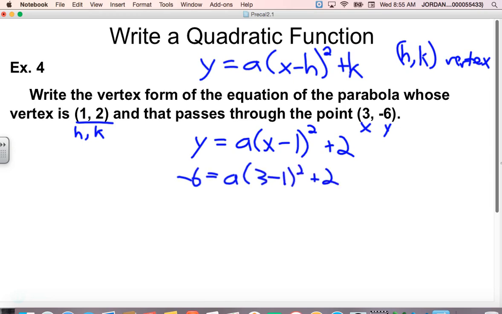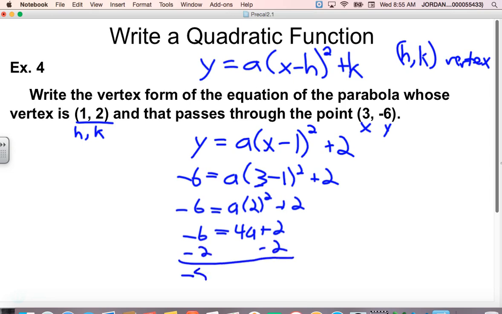So now we can multiply all this out, subtract it, all that stuff, and solve for a. 3 minus 1 is 2. So we've got a times 2 squared plus 2. 2 squared is 4. So 4a plus 2 equals negative 6. And then we subtract 2, so we get negative 8 equals 4a. And we divide by 4, so that means a's got to be negative 2.